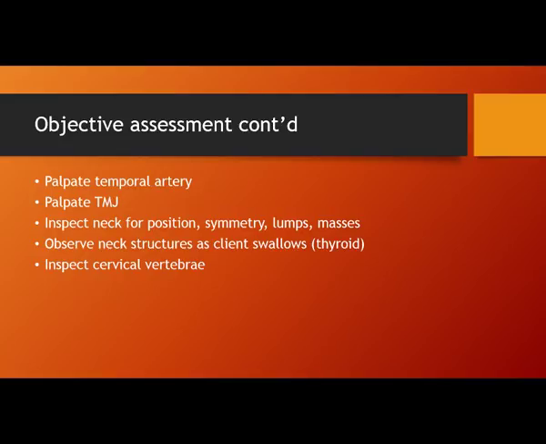Observe the neck structures. Ask the patient to swallow and observe the neck structures, and you're looking to see if you can see any thyroid abnormality there. And you'd want to inspect the cervical vertebrae. As we said, when you bend the head forward, normally you'll see a lump that is C7, but maybe in some cases you may see other vertebrae bulging as well. That would be an abnormal finding.